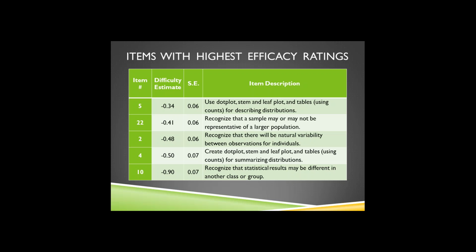So which items did the teachers have the most self-efficacy to teach? Again, the lower the number for the difficulty, the easier the item is. So they were most efficacious about teaching students that statistical results may differ from one class or one group to another. And you can see that these are all actually items that match up to level A of the GAISE guidelines.